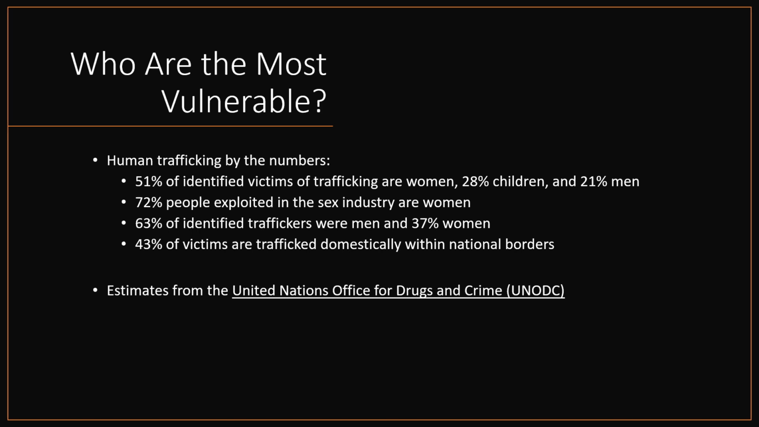Here are some numbers just to put into perspective the population that we're talking about. 51% of identified victims of trafficking are women, 28% are children, and 21% are men. Yes, men can be trafficked. 72% of people exploited in the sex industry are women. 63% of identified traffickers were men. However, 37% were women. Women can be traffickers as well. And then you see the number of domestically trafficked victims.